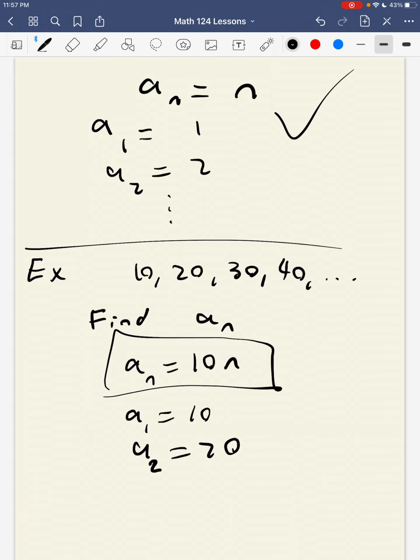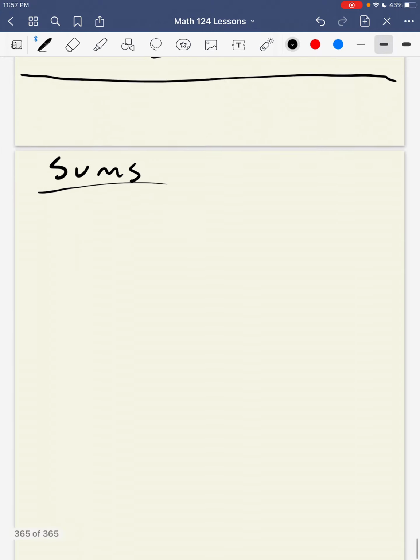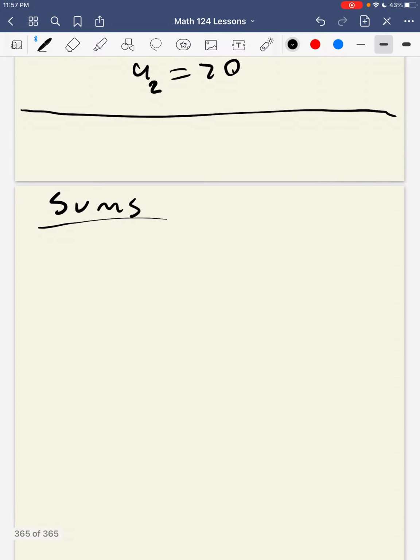Now that we have discussed sequences, let's move on to sums. A sum is a type of sequence. It's just when we add the terms of a sequence. Let's just look at an example first to begin our introduction on sums.